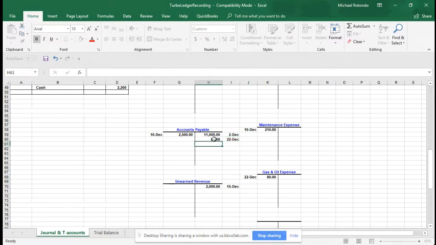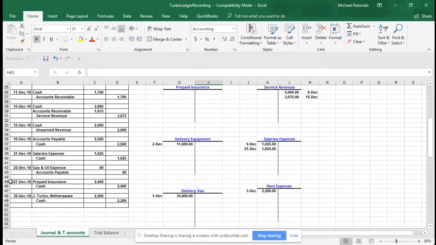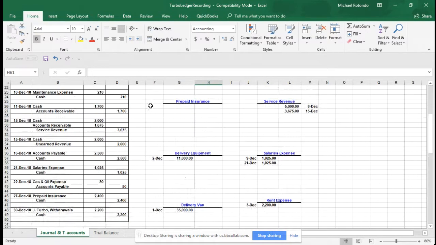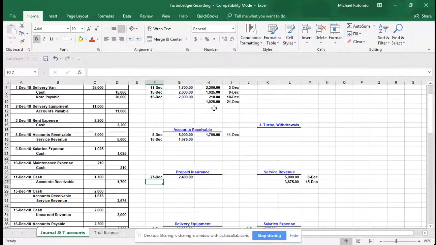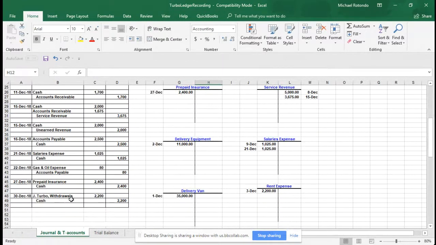Now remember, every company would have a chart of accounts that would tell us which ledger accounts we're using. So these didn't just come out of the air, right? We would have to have a chart of accounts to go by, okay? All right. On the 27th, we had a debit to prepaid insurance for $2,400. And a credit to cash, $2,400. And then finally, on the 30th, we have a debit to James's withdrawal account for $2,200 and a credit to cash.